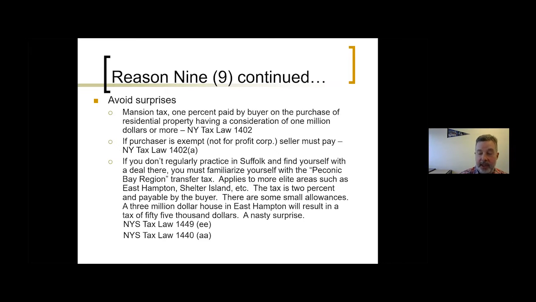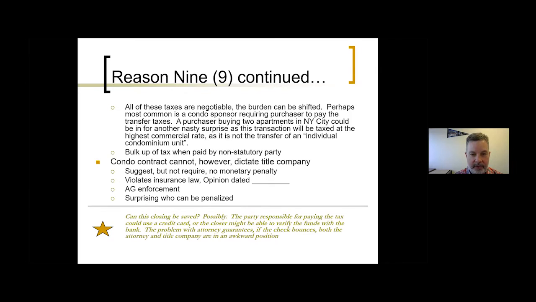In the case of Suffolk County, if you don't practice there normally, you want to familiarize yourself with the Peconic Bay transfer tax. It's Southampton, East Hampton, Shelter Island, those kinds of places out in the Hamptons. It's 2%, payable by the buyer. I always remember who pays it by saying it's the entry fee to the Hamptons. It's 2% minus some small allowances. So if you had a $3 million house in East Hampton, which is not hard to have, that would be a tax of $55,000. You don't want to be surprised by that, nor does your client. So always give us a call and we'll be as helpful as we can about the local areas, finding out if there's any traps there.